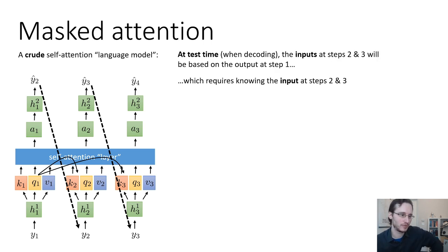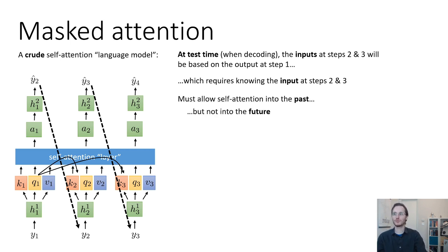So there's a very simple fix that we can use to remove this problem, which is called masked attention. Basically, you have to allow self-attention into the past. If you're at time step two, you're allowed to peek at steps one and two, but you don't allow self-attention to the future. So at time step two, you're not allowed to look at time step three. So there's an easy solution, which is to basically delete these connections into the future.